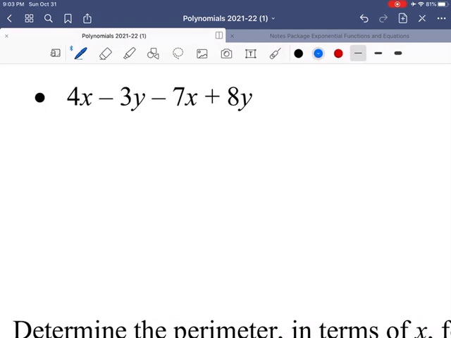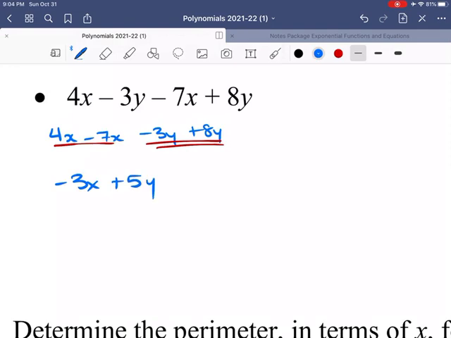Okay, you might have run into a little bit of an issue. We've got x's and y's. Well, let's do the same thing. Group the same stuff. So 4x and negative 7x and negative 3y and positive 8y. The 4x minus 7x will give me negative 3x, and the negative 3y and the positive 8y, that will give me positive 5y. So we're good to go.